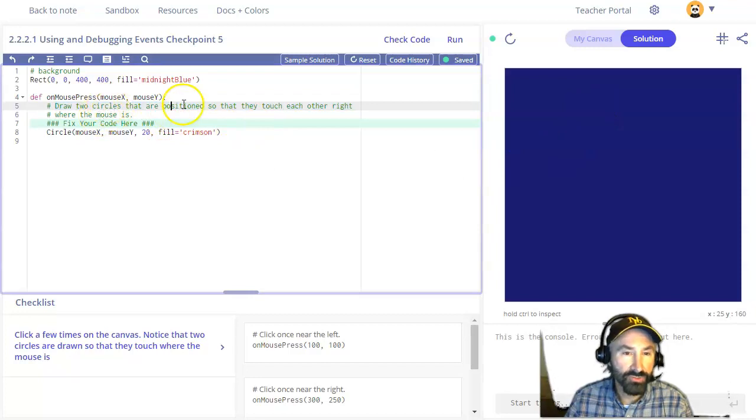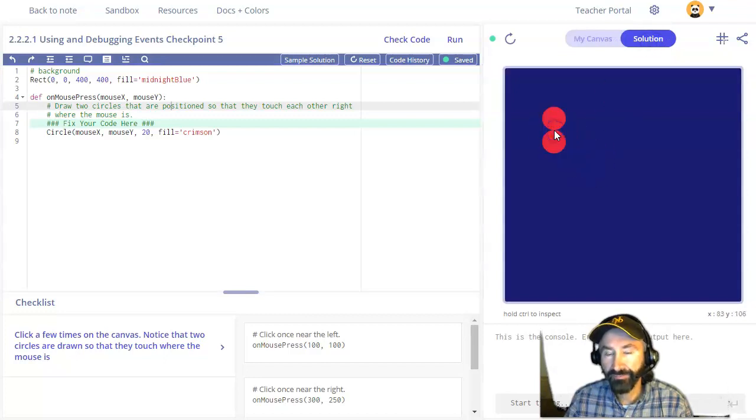It says draw two circles that are positioned so that they touch each other right where the mouse is. Well, and then it says click a few times on the canvas. Notice that two circles are drawn so that they touch where the mouse is. So I'm going to go and make sure I'm in solution, not my canvas. And then I'm going to click. And then I'm going to click again and click again.